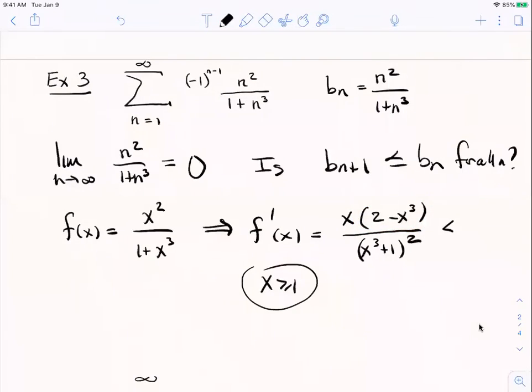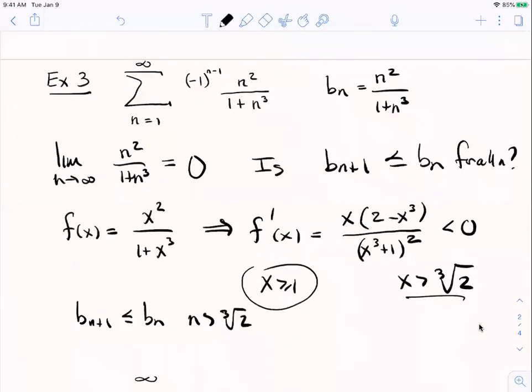So the cube root of 2 is a little bit bigger than 1, but still, eventually, for any x greater than or equal to the cube root of 2, this derivative is negative. So what does that mean? That means that bn plus 1 is less than or equal to bn. Well, for n bigger than the cube root of 2 anyway, and that's good enough.